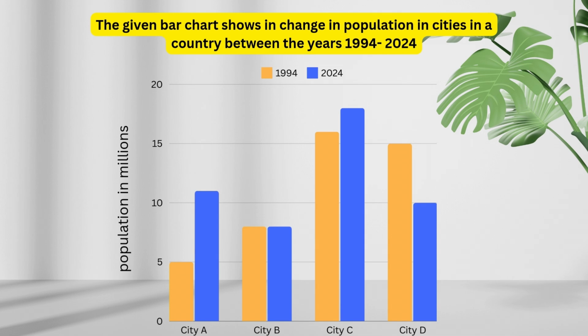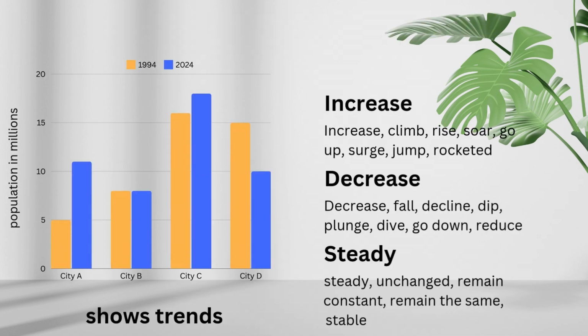Now, whenever we are looking at change, then we use vocabulary such as increase, decrease, or in some case, when the data does not change, we can use words such as steady. And of course, their synonyms. You can pause the video here and note down all the synonyms for these words, because it is important to use different words as it will help you increase your score in terms of vocabulary.